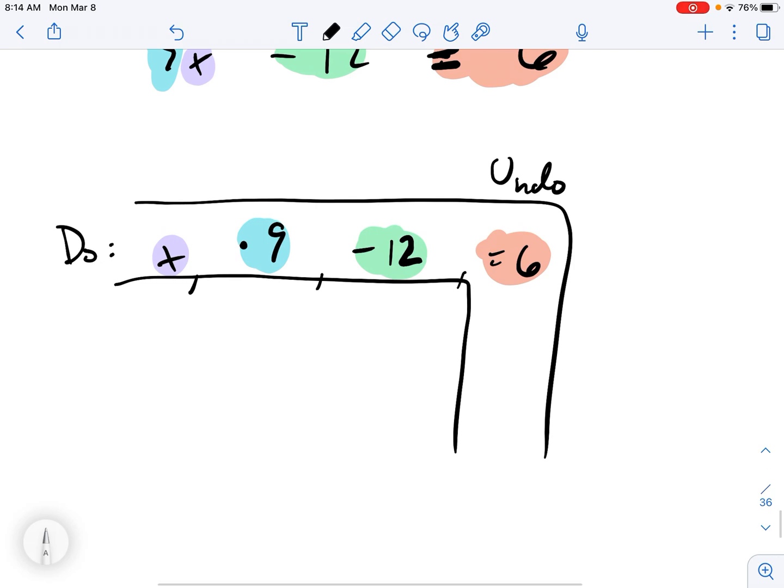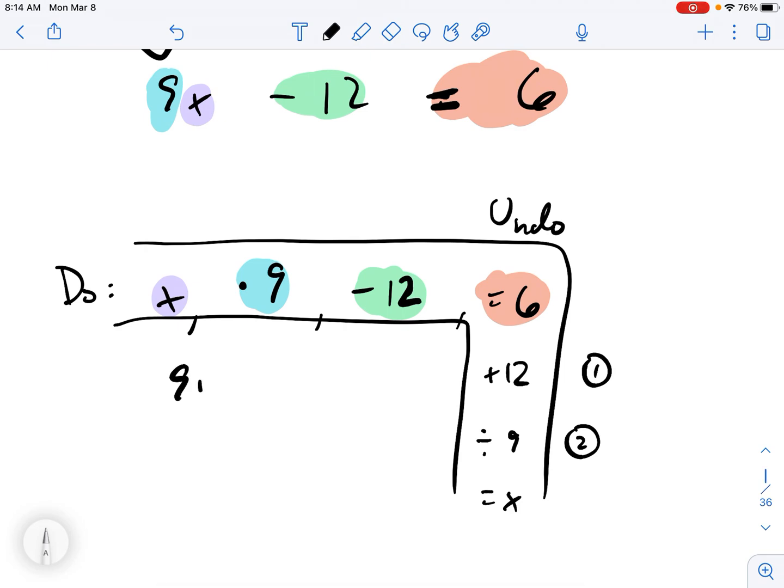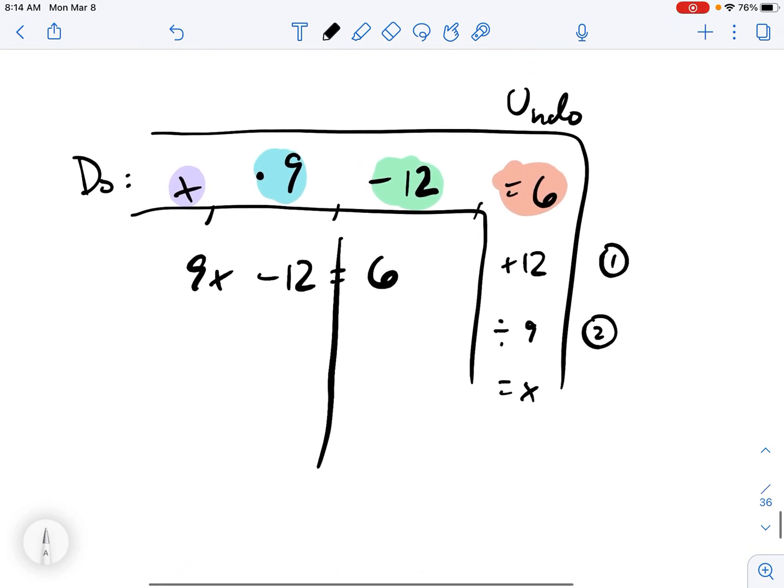So to undo this, we're going to do the opposite. So plus 12 is our first step, and then divide by 9 is going to be our second step. And finally, it's going to equal x. So 9x minus 12 equals 6. Draw my line down the equal sign.